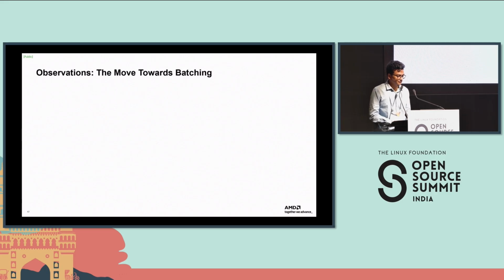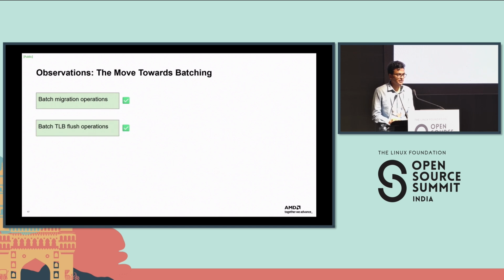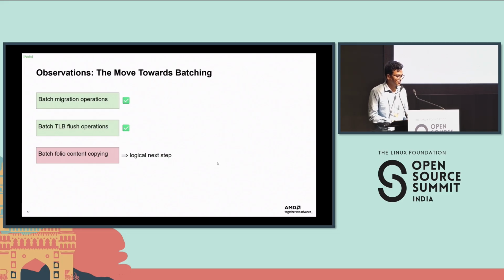We observe that the migration system is moving toward batching. First we batched the migration operation, so the migrate pages system call takes a number of folios to do the operation. Then we batched the TLB flush operation. Instead of doing a TLB flush after every page migration, we do it in batch because TLB flush is costly. Then the logical next step is to batch folio content copying.